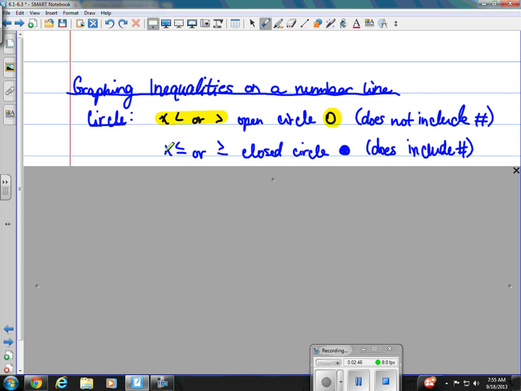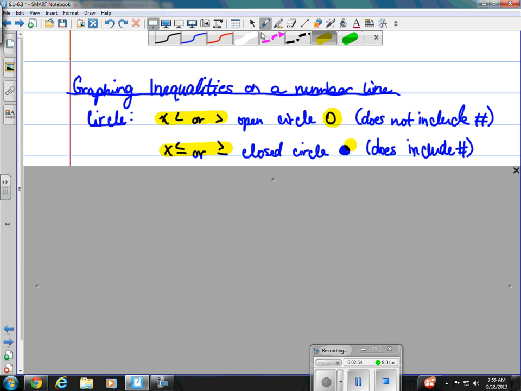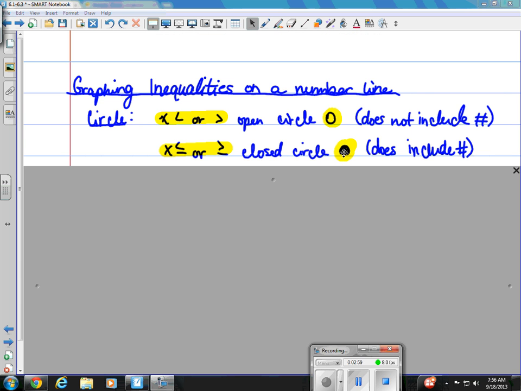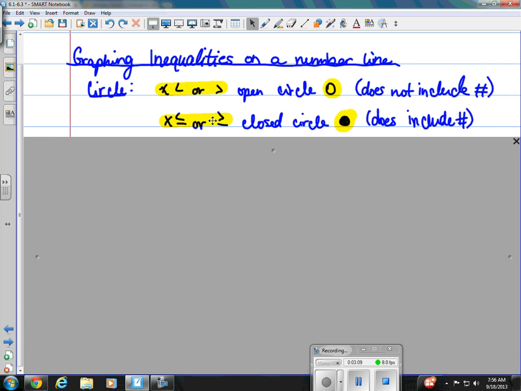Now, when it does have a line under it, for when x is less than or equal to or greater than or equal to, we use a closed circle. When we use the closed circle, it means it does include that number, because if it's equal to it, we do include that number that it's less than or greater than, because it's also equal to it. So that's why it's a closed circle.